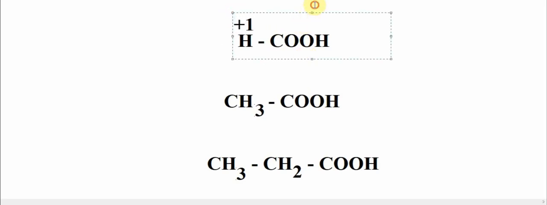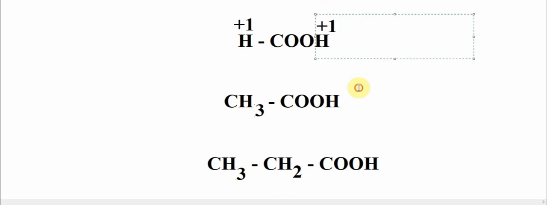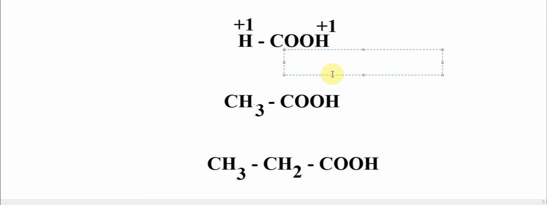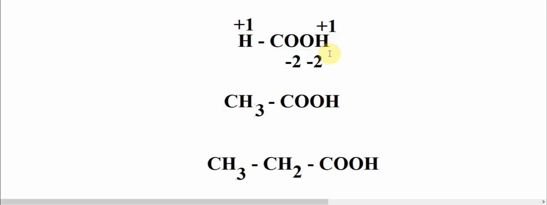So let's begin. We have H and COOH here. We know that the hydrogen should be plus one, and the hydrogen plus one, and the oxygen is minus 2 and minus 2. We know that the sum of the negative and the sum of the positive should be balanced. So minus 2, minus 2 is minus 4, but we have plus 1 and plus 1 on the hydrogen, so the carbon here should be plus 2. So this is the first one.